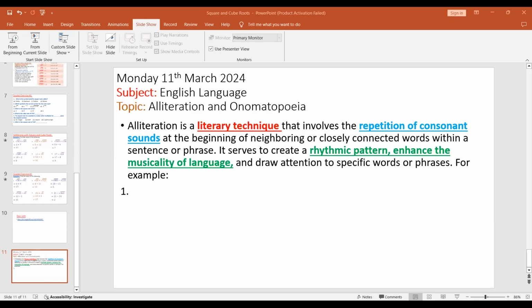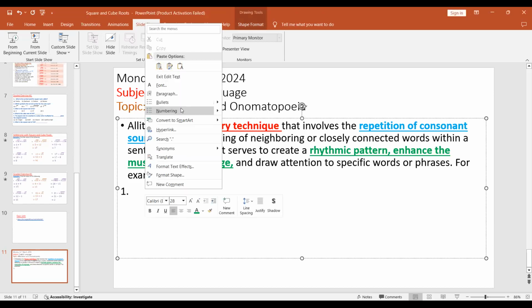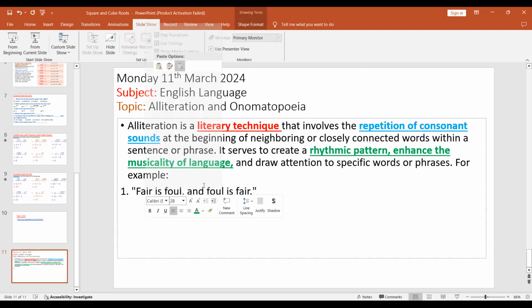Okay, I like this one. This one is kind of interesting. This one says, fair, foul. Fair is foul and foul is fair. So we have the emphasis on the F, right? So I like that one.